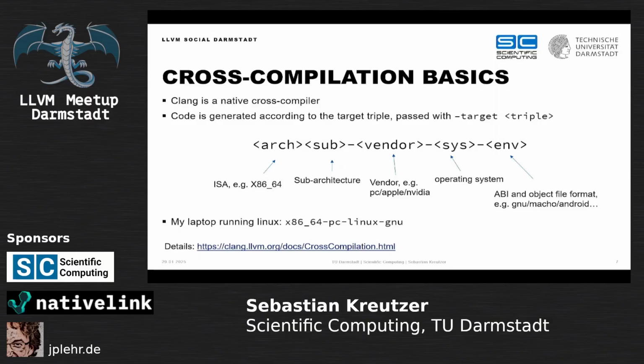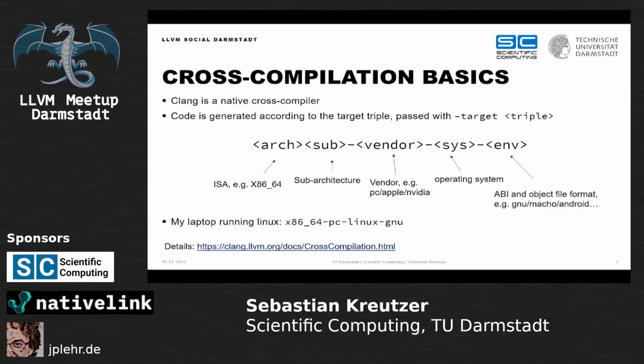And a central feature here is the so-called target triple, which tells the compiler what kind of code it's supposed to emit. And we have different substrings in there. It starts out with the ISA, so for example x86_64. Then in some architectures you also have some sub-architecture, for ARM for example. You have a lot of those.